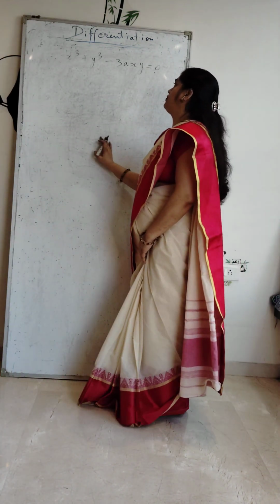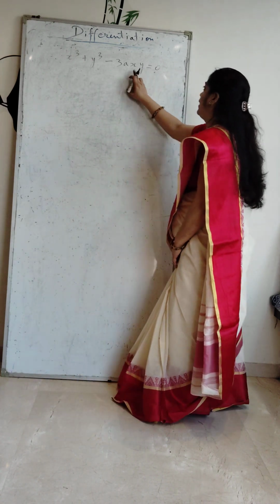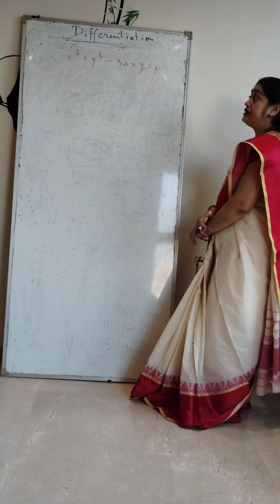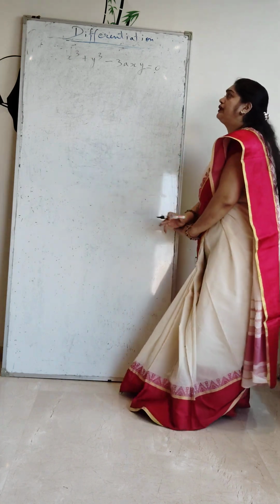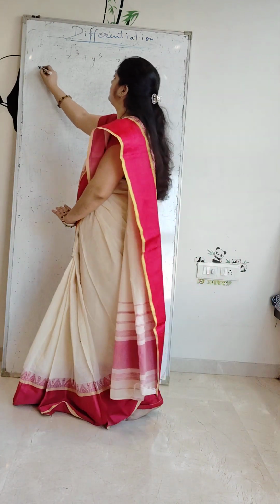We have seen functions involving x and y, but not directly, x and y are in this form, in the product form. This is an implicit function. We have to differentiate it with respect to x. Then there are two methods to solve this function. I am explaining the first method.